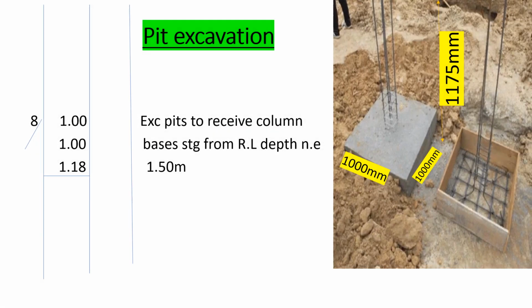Now let's look at how that taking off looks like. We have 1.10, that is the length, by 1.10, and then we have the height of excavation, that is 1.18 meters, and then there are 8 columns, and then we say excavate pits to receive column bases starting from reduced level, depth not exceeding 1.5 meters.